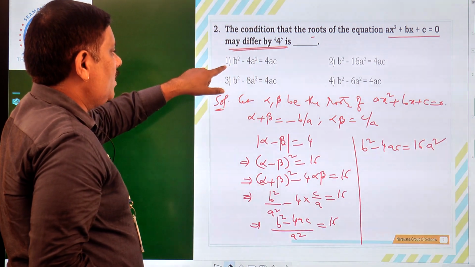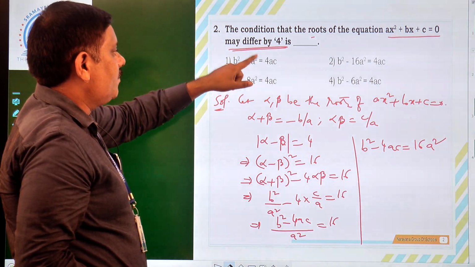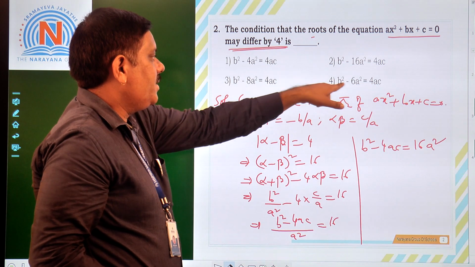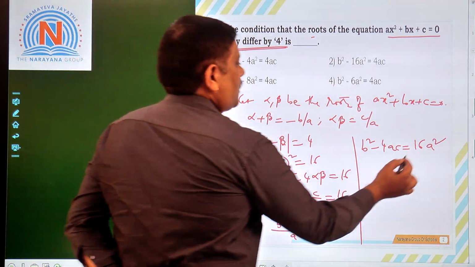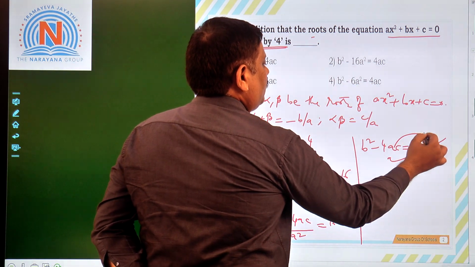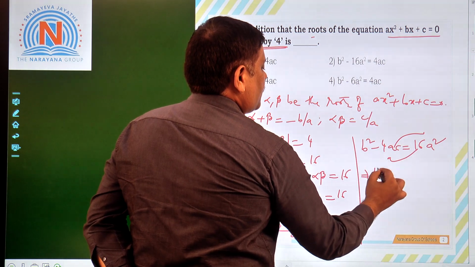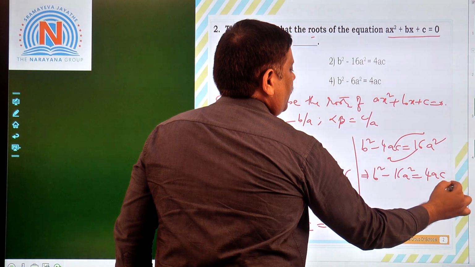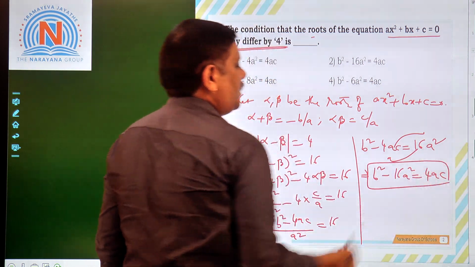Now what is being asked? In the options we have b square minus 4a square, b square minus 16a square, b square minus 8a square, b square minus 6a square. Now let us transpose these two terms. Otherwise, b square minus 16a square is going to be 4ac. This is the relation he is asking us.